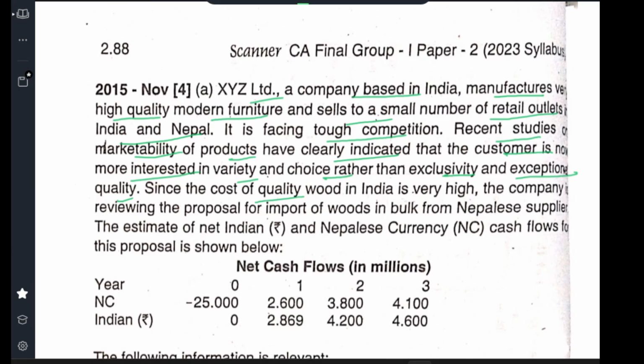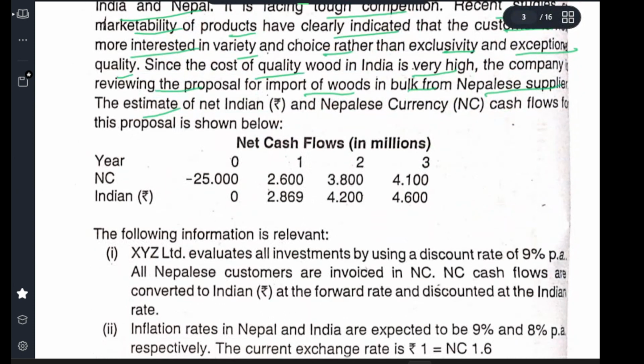Since the cost of quality wood in India is very high, the company is reviewing a proposal to import wood in bulk from a Nepalese supplier, and estimates the net Indian and Nepalese currency cash flows of the proposal. Cash flows in millions: 25 million outflow, then 0.26, 3.8 and 4 in Nepal; in India, 0.89, 0.4 to 0.6.